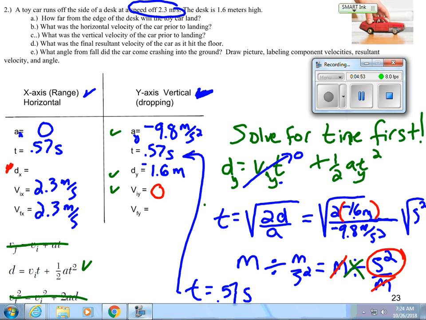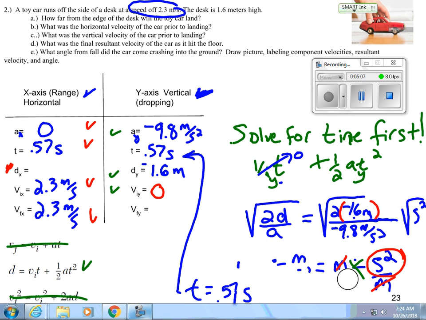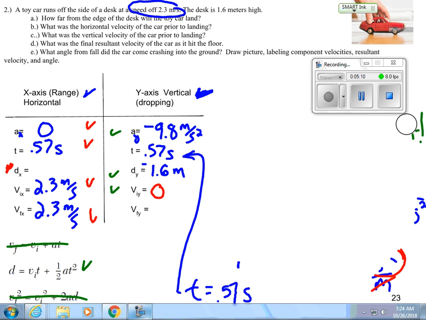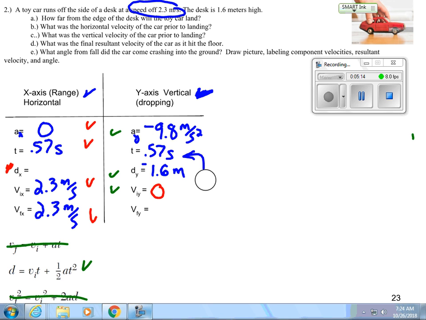All right, I'm going to have to erase this to give me more room. I now have 3 things. 1, 2, 3, technically 4 things. But I can now solve for the range, or how far away from the edge of the table the car fell. So I'm erasing this, trying to clean this up a little bit so you can see it. Yay, this is the trick. Always use that time. Once you've found time, everything is kind of easy.